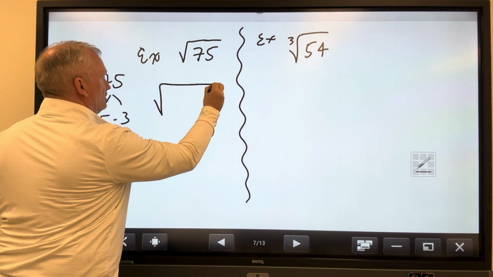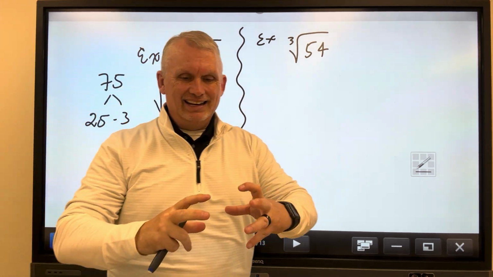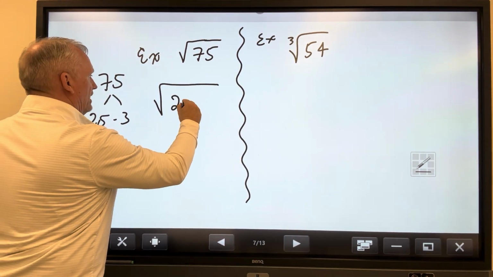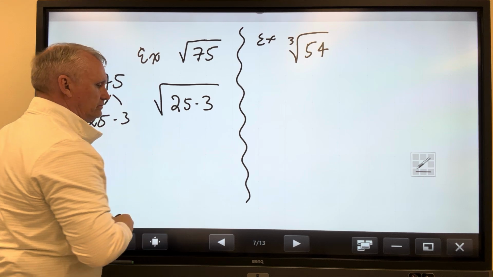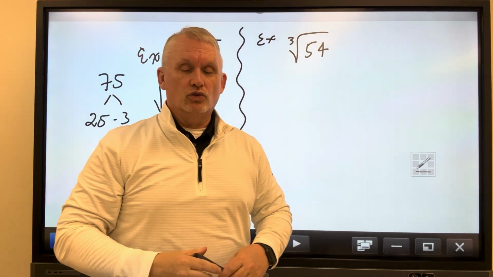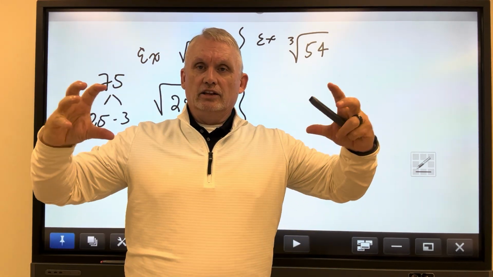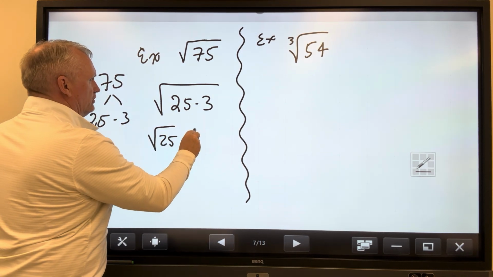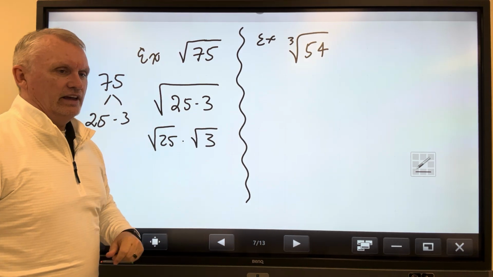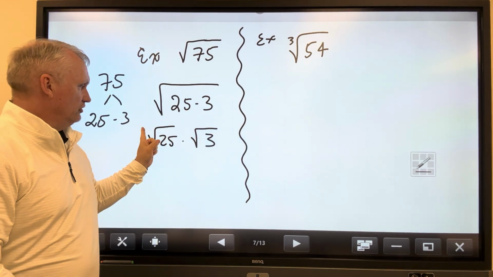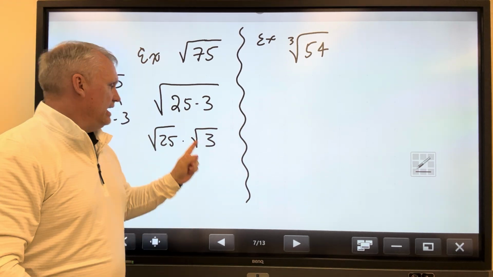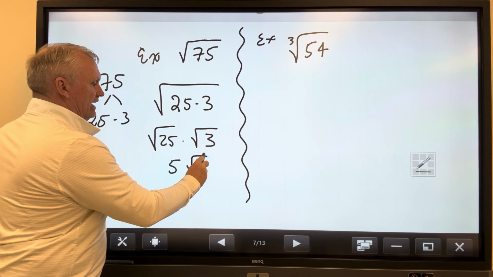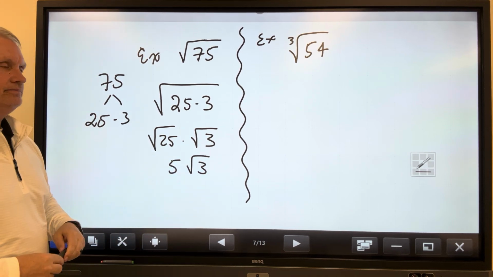Well, if I do this, remember how I rewrite it as a product of its factors. So I'm going to rewrite it as 25 times 3. Now my product rule can go one way and then the other. I can split these things apart: the square root of 25 times the square root of 3. As long as they are both the same root, I can split them apart. The square root of 25 is 5, and there's nothing I can do with the 3.